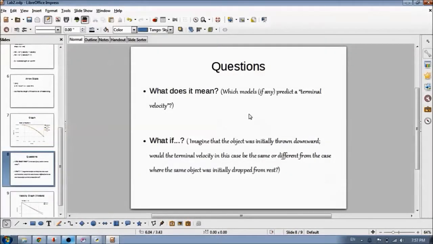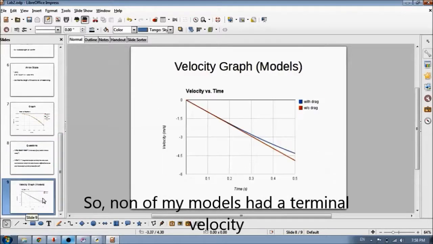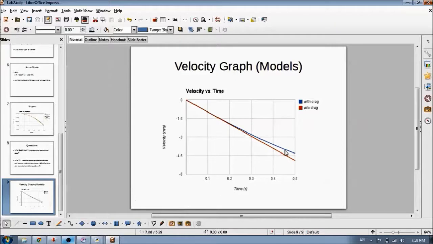So what does it mean? Which models, if any, predict a terminal velocity? A terminal velocity is where the drag force and the weight force are equal but in the opposite direction, so they would cancel each other out, and we'd have a zero net force, so a constant velocity. And as you see here, I did not have a constant velocity because the time interval was short and the height was not long enough.